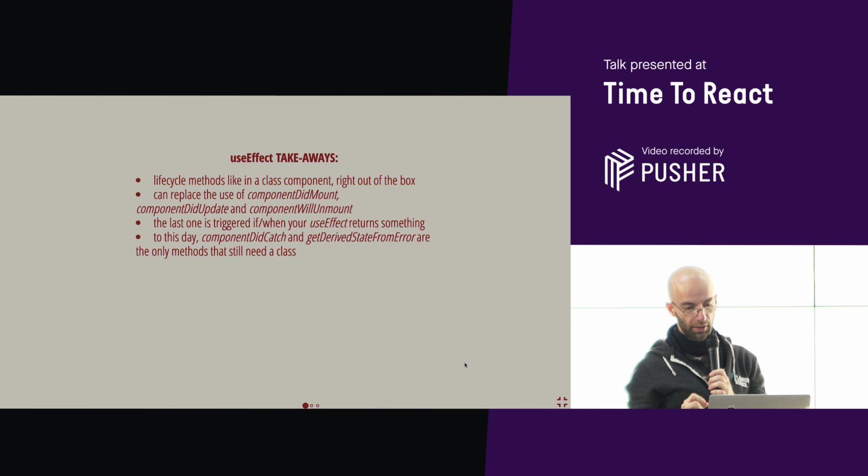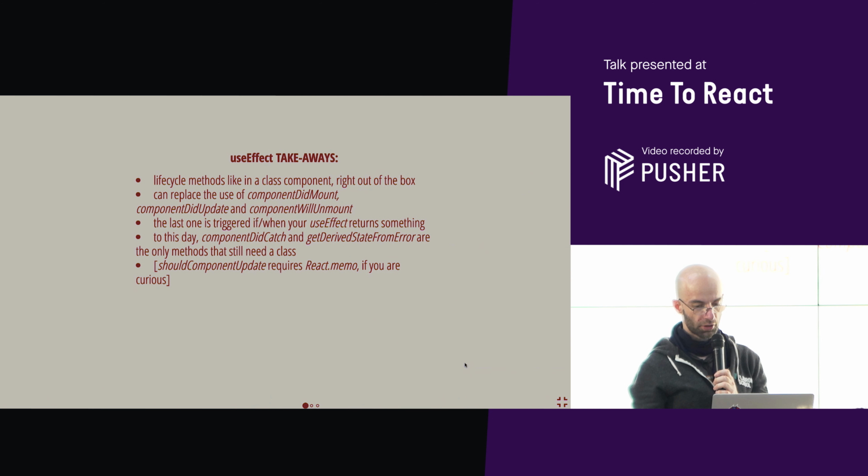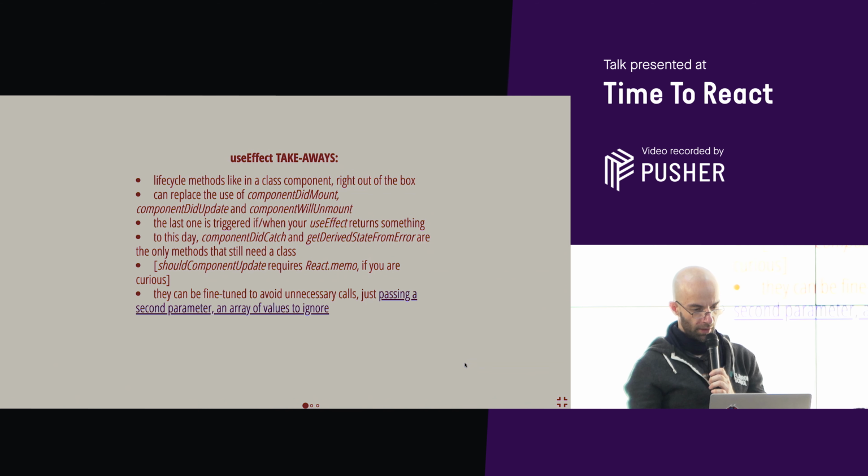componentDidCatch and getDerivedStateFromError are the only ones you cannot replace. You still need a class component according to the official documentation. shouldComponentUpdate requires React.memo, which is maybe for another talk. You can do that.